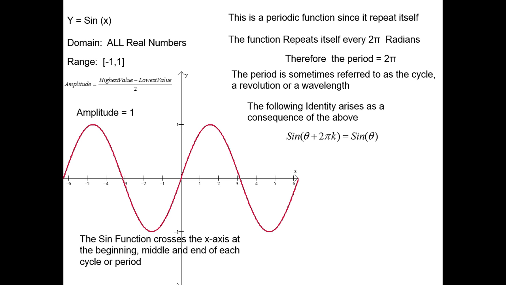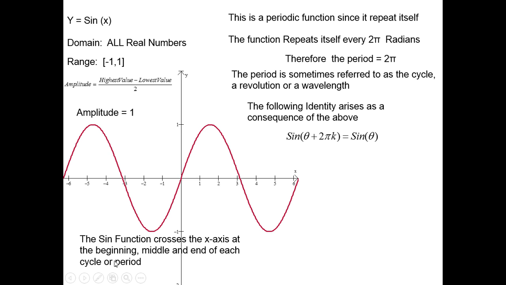An item that I always like to stress is that the sine function is going to cross the axes at the beginning, middle, and end of its cycle. The cycle being 2 pi, it crosses right there at the beginning at 0, then halfway through, and then when it's finished or when it starts again. Beginning, middle, and end.